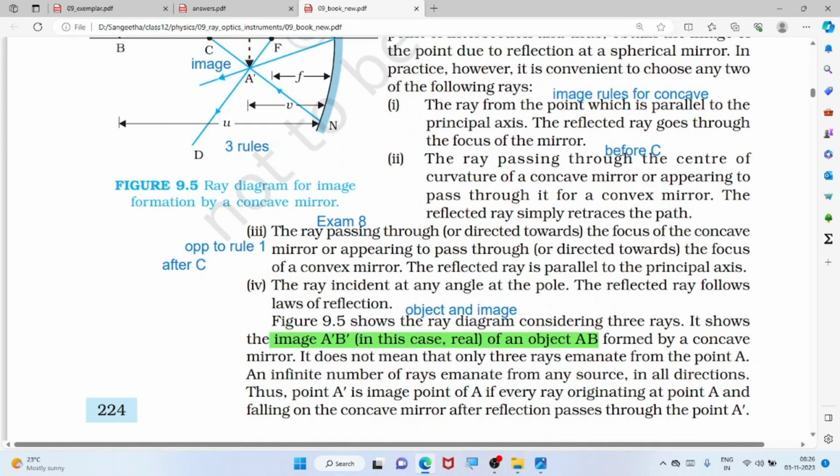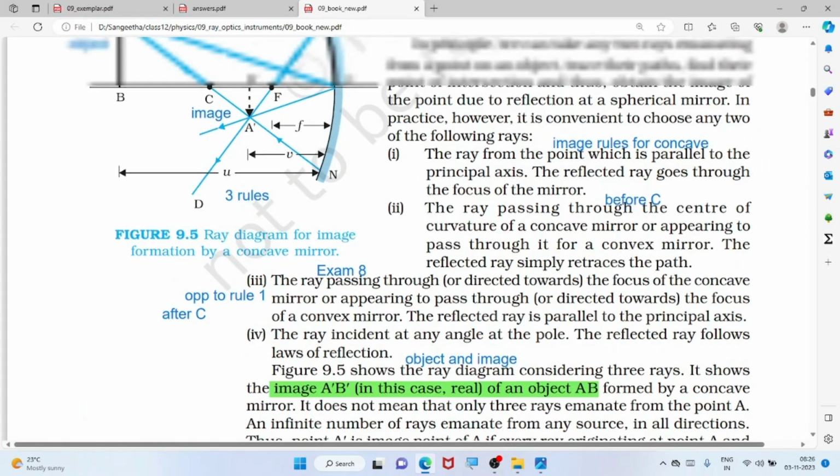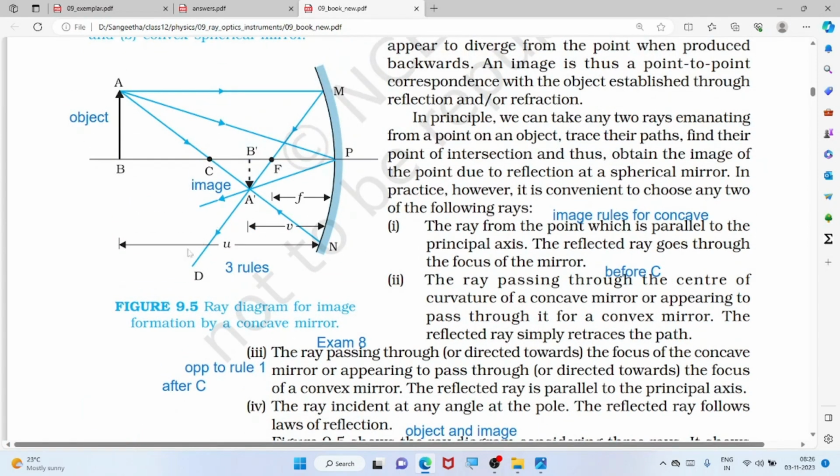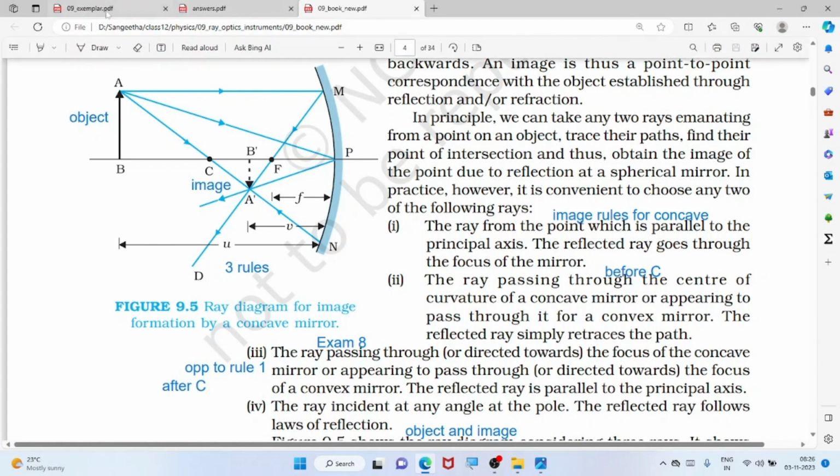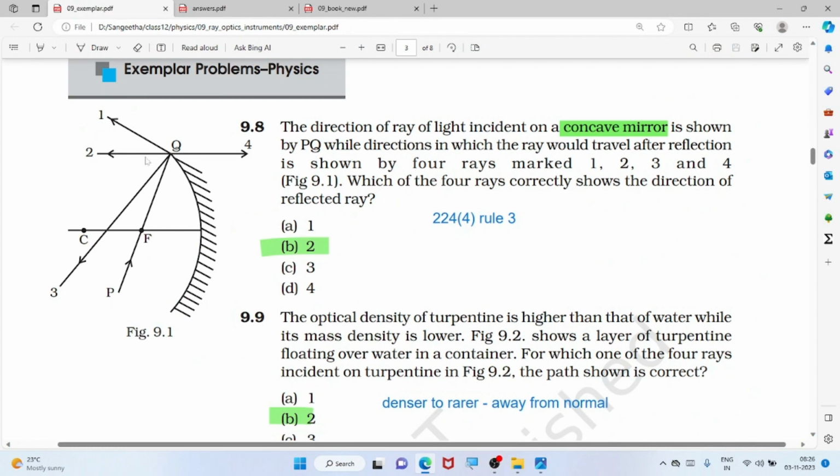The ray passing through the focus of the concave mirror, or directed towards the focus, after reflection becomes parallel to the principal axis. That is important. The reflected ray is parallel to the principal axis. This is 2.